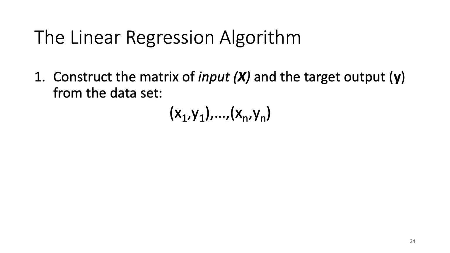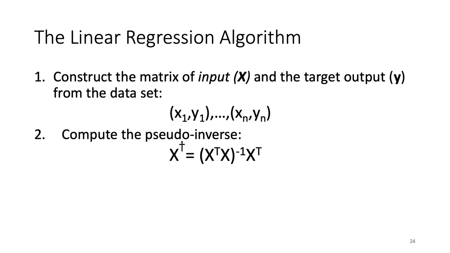And a formal definition for what you've seen by now, using for instance the analytical method: we just have to construct the matrix of input, all those X, the design matrix that I mentioned, and your target output, so X1 up to Xn. Compute the pseudo-inverse, X dagger, which is X transpose X inverse times X transpose, and then return W as X dagger multiplied by Y, right? Any questions?